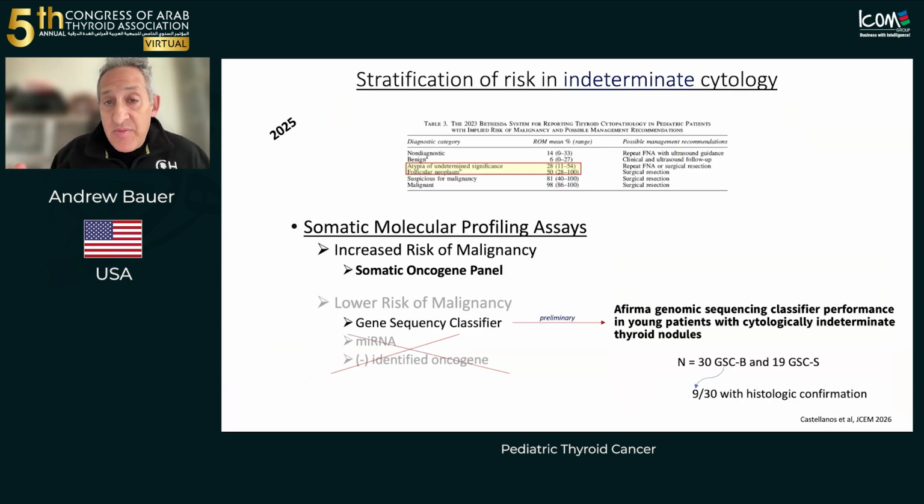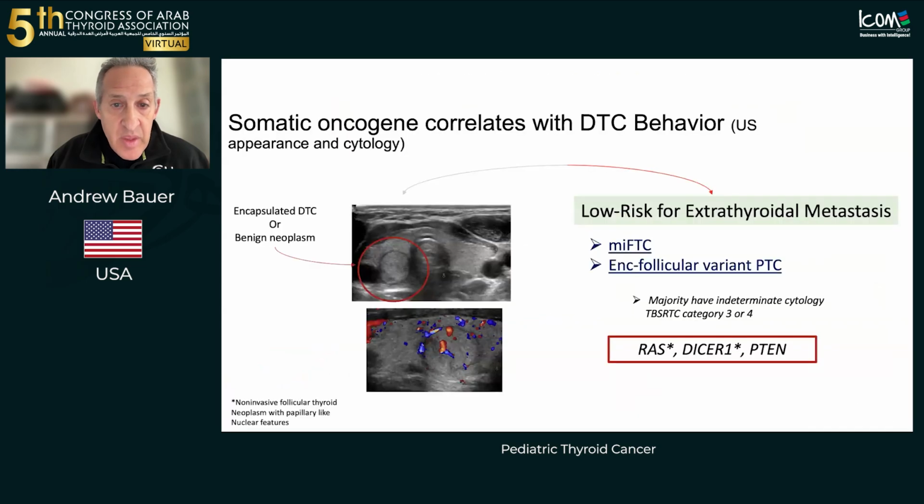Gene sequencing classifiers have less data. There's one publication, which I list here, that just came out. It is not a large cohort, so I think further research is needed. There are only about 30 patients with the benign sequencing classifier, and only 9 of those 30 had histologic confirmation. So it is very preliminary data, but it does look potentially promising.